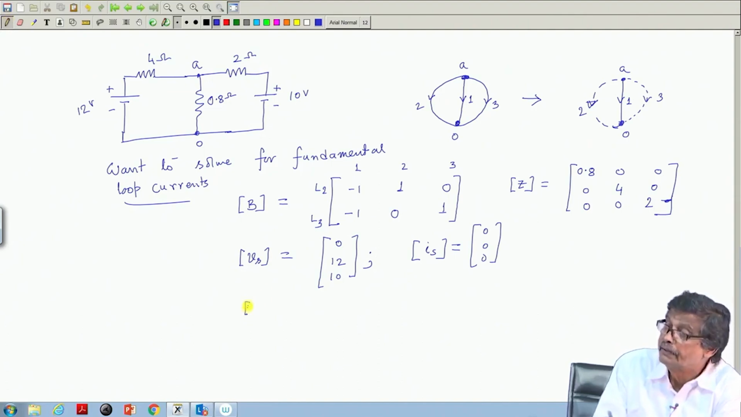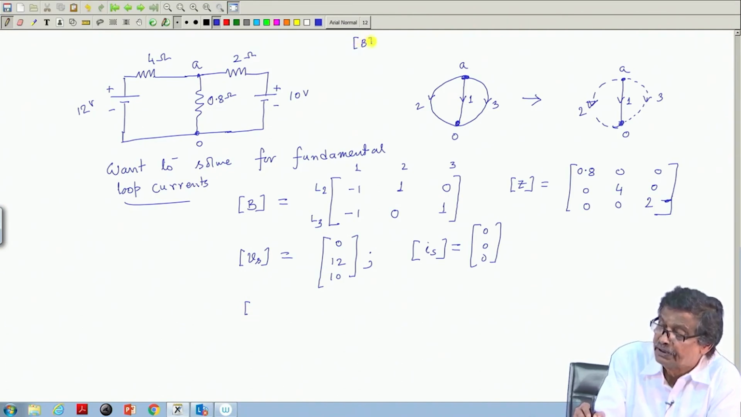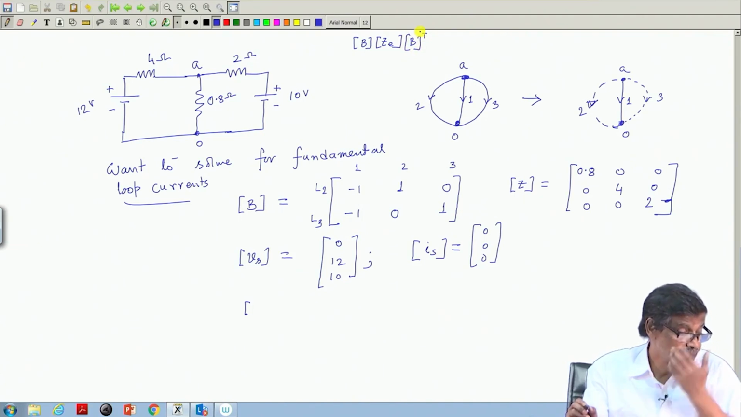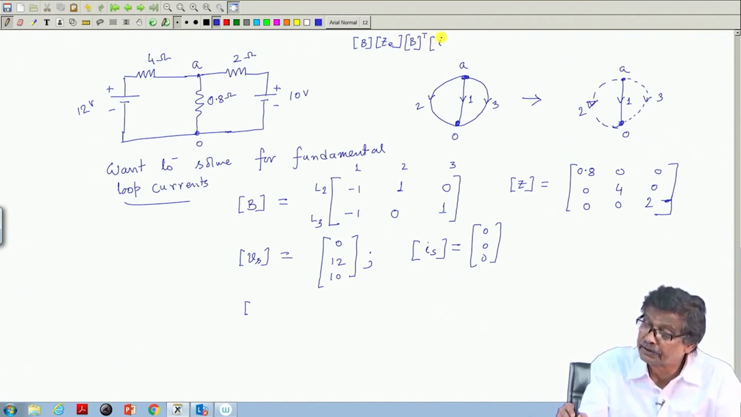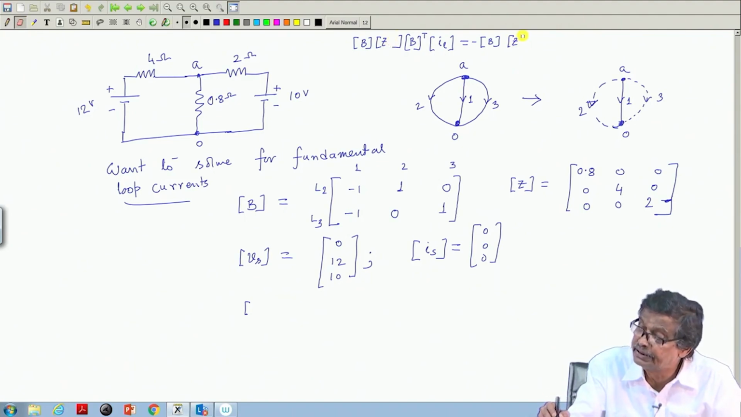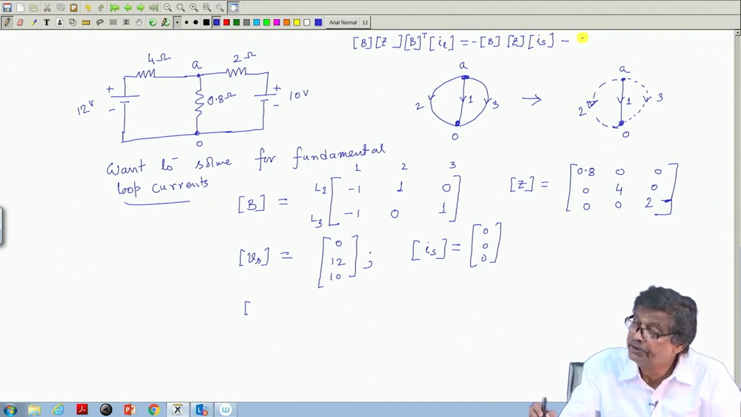Here I write, this is the equation we will be adopting: B into Z into B transpose, into the fundamental loop currents IL, is equal to minus B Z, ZD or Z, whatever you write, but that is a diagonal matrix, Z into Is, the source current, minus B into Vs.